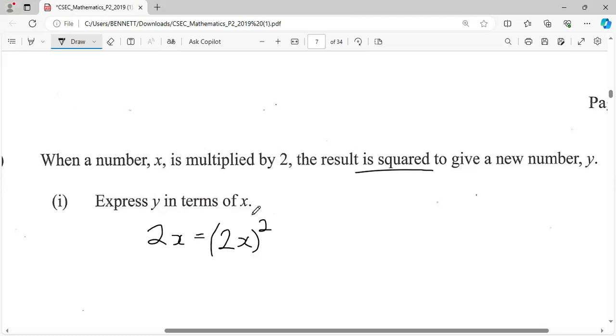Express y in terms of x. So when a number x is multiplied by 2, the result is squared to give a new number y. So alright, what they want, y would be this. 2x times 2x, that would be 4x squared. So technically, this would be the value of y.